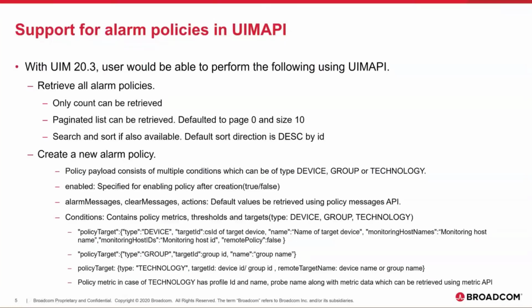Apart from the maintenance mode APIs, the UIM API is also added with all the APIs related to alarm policies. Here is the list of APIs related to alarm policies that a user can perform using the UIM API. The user would be able to retrieve all alarm policies. Based on the options, only a number of alarm policies can be retrieved. A paginated list can be retrieved.